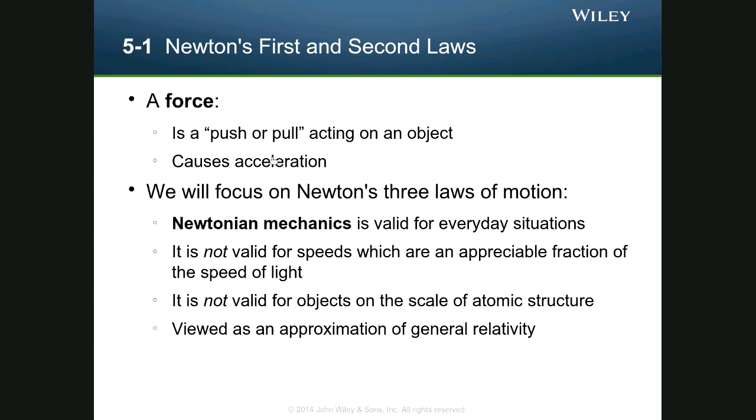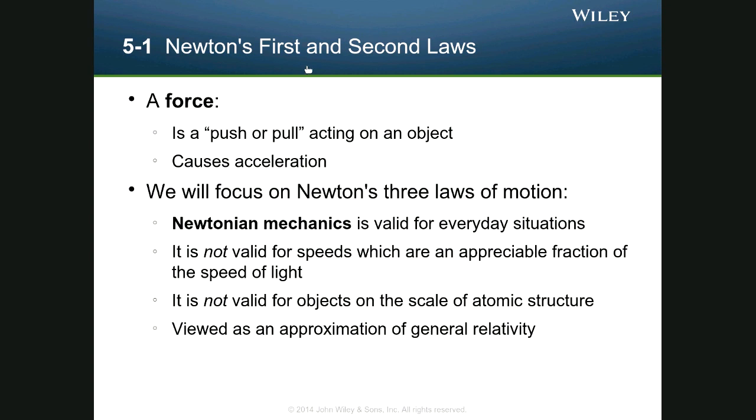Now we'll focus on Newton's laws. Newton's mechanics is valid for everyday situations. So what does this mean? When you look at physics today, you'll notice it says here it's not valid for speeds which are an appreciable fraction of the speed of light. It's not valid for scales on the atomic structure. And it's viewed as an approximation of general relativity. That all sounds nice, but what in the world does that mean?